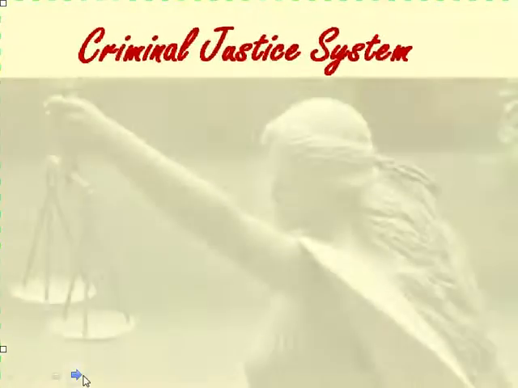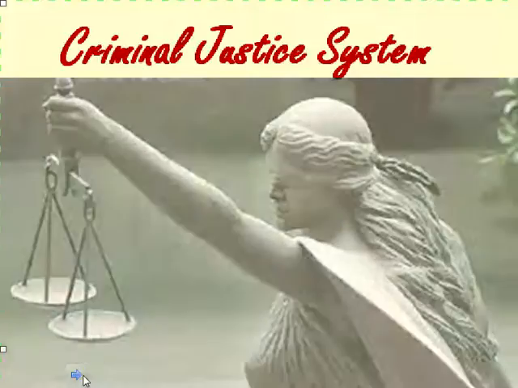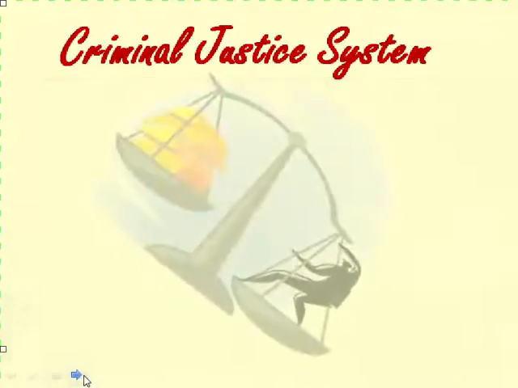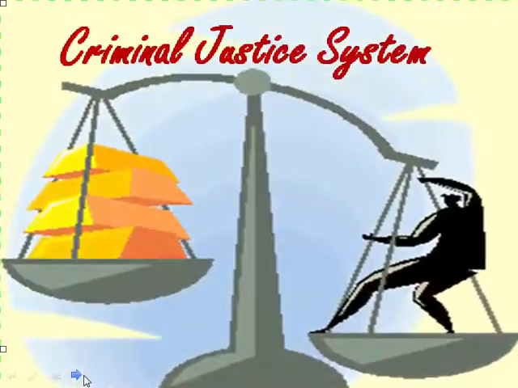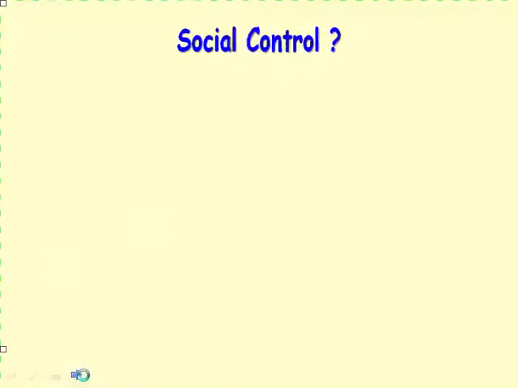This lecture will summarize the criminal justice system in the United States. The system is supposed to be blind justice, but socioeconomic status, or SES, influences all human social institutions. Let's begin with this question.